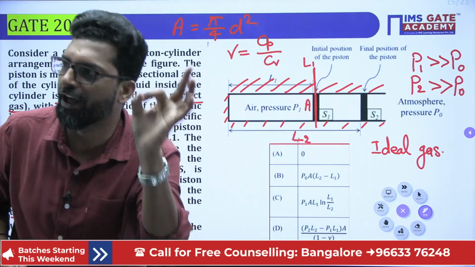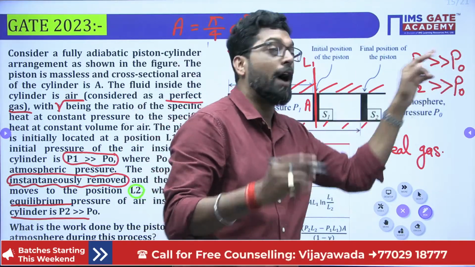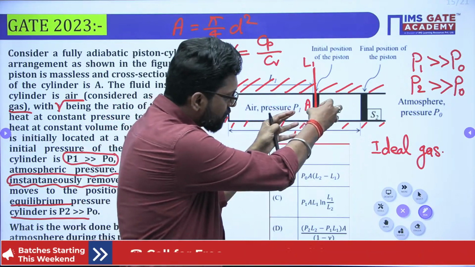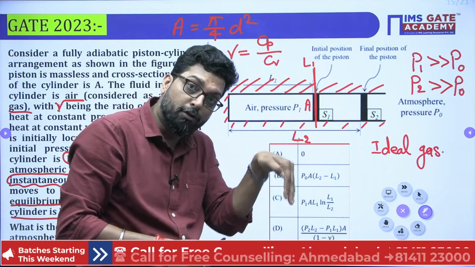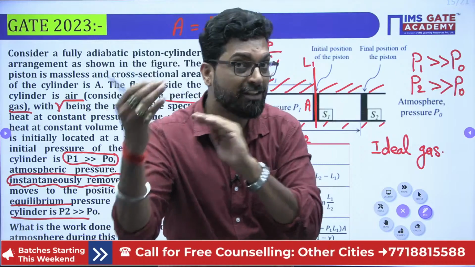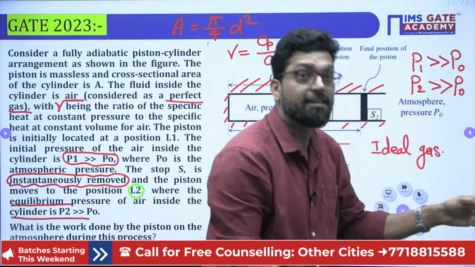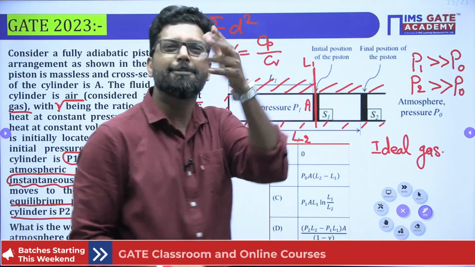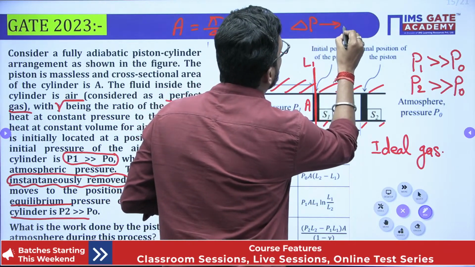This is very important: P1 is higher than P2. When you remove the stopper, the pressure will reduce, but the reduction is very small. Why? Because the final pressure is still very high compared to P0. That means the difference is very small, that is, delta P tends to 0.